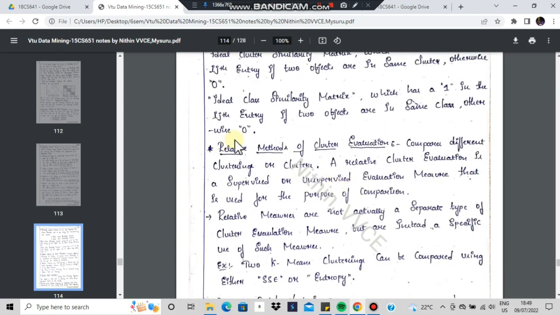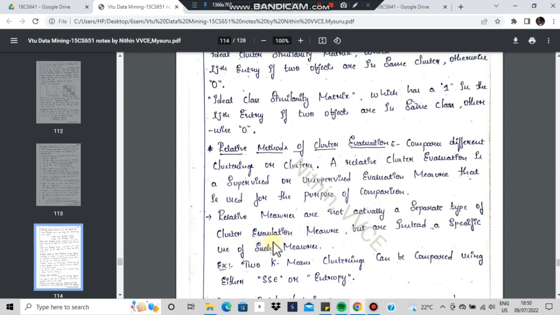Then we have the last one, which is relative methods of cluster evaluation. It compares two different clusterings or clusters. A relative cluster evaluation is a supervised or unsupervised evaluation. It combines both the unsupervised as well as supervised. Okay, so that is relative, and relative measures are not actually a separate type of clustering evaluation measure, but instead a specific use of such measure.